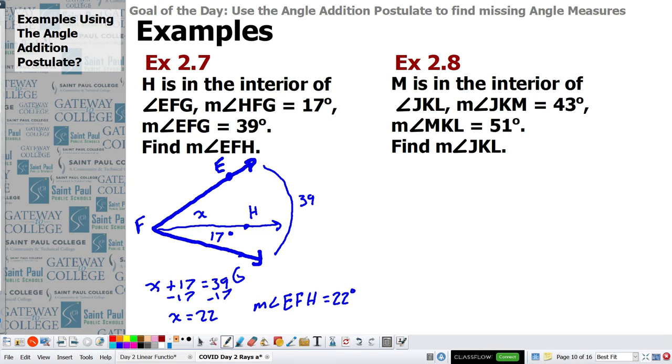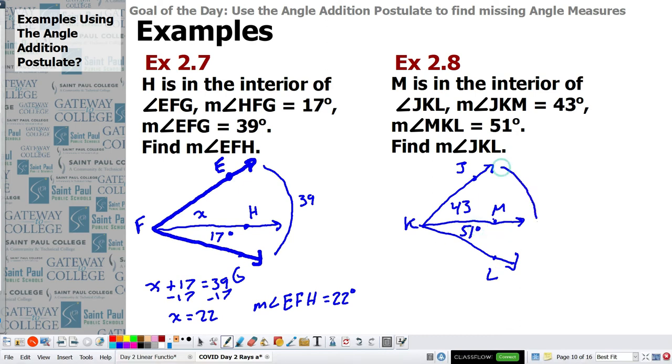M is in the interior of angle JKL. All right, so let's draw that. JKL. M is in the interior somewhere. The measure of angle JKM is 43 degrees. The measure of angle MKL is 51 degrees. Find the measure of JKL. That's the whole thing, right?